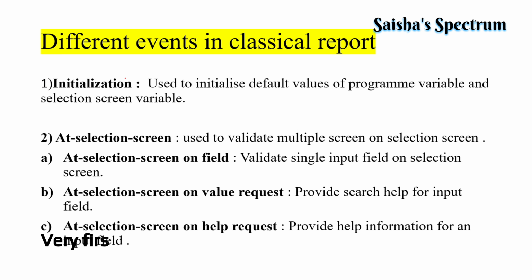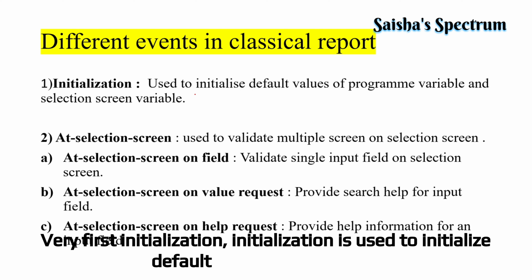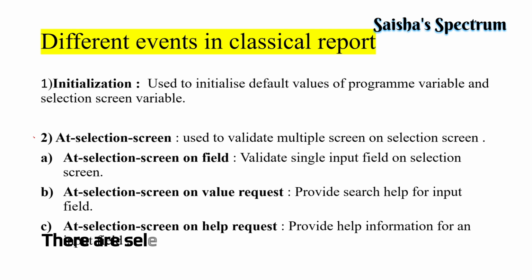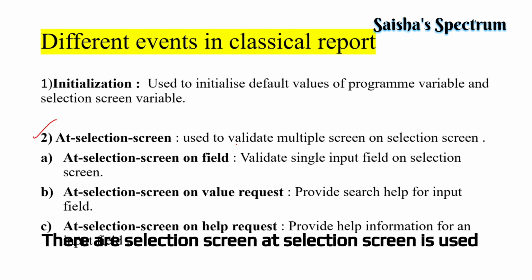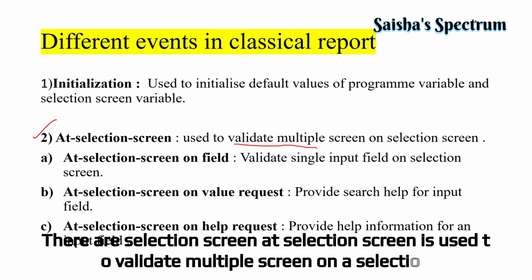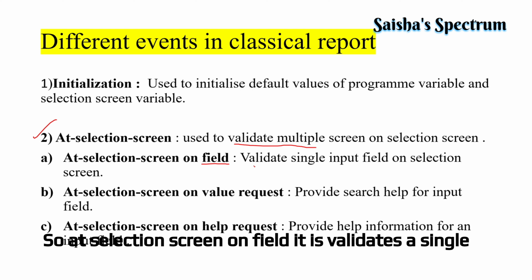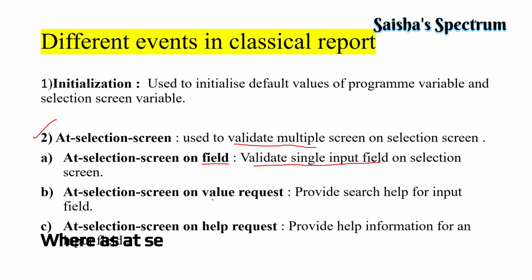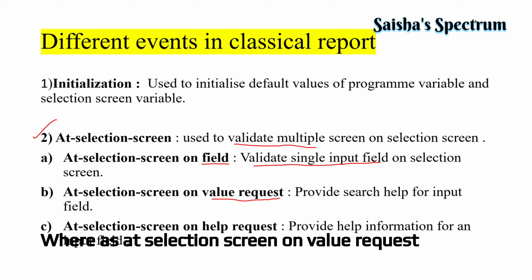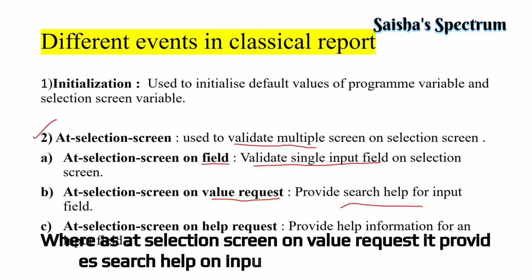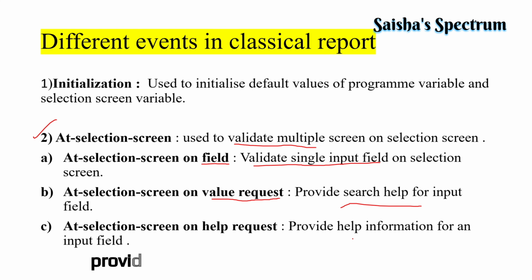Very first, initialization. Initialization is used to initialize default values of a program, whereas at selection screen is used to validate multiple screens on a selection screen. So at selection screen on field, it validates a single input field on a selection screen, whereas at selection screen on value request it provides search help on an input field, and help request provides help information for an input field.